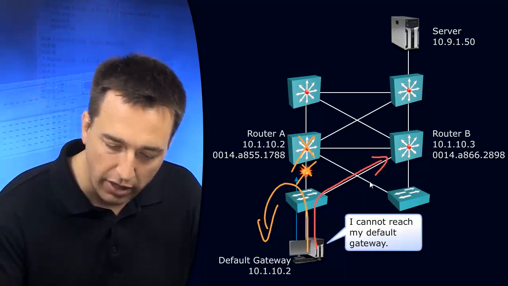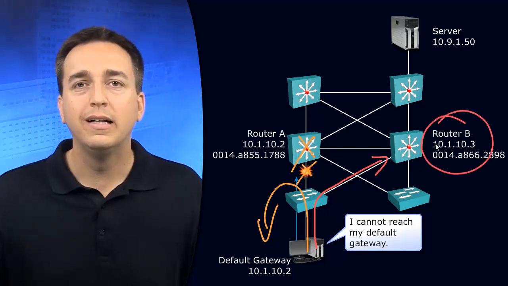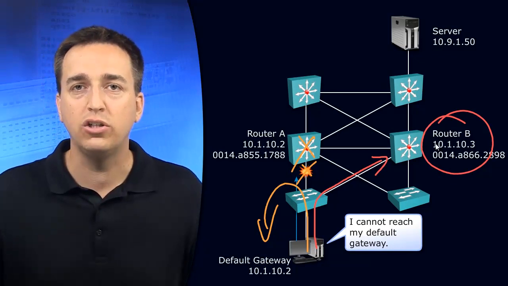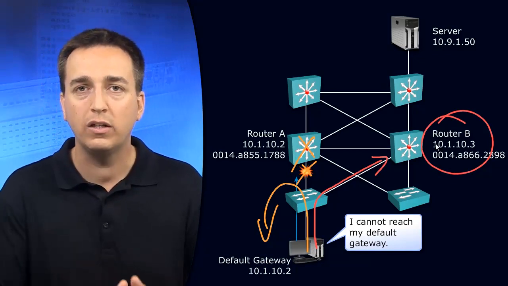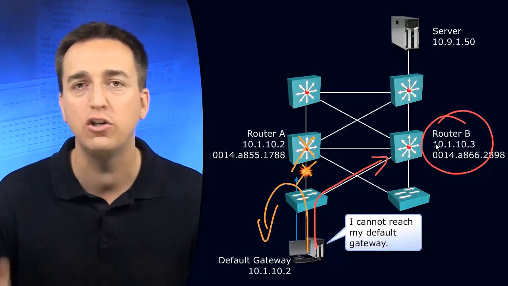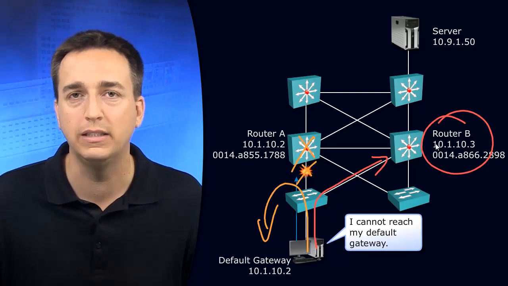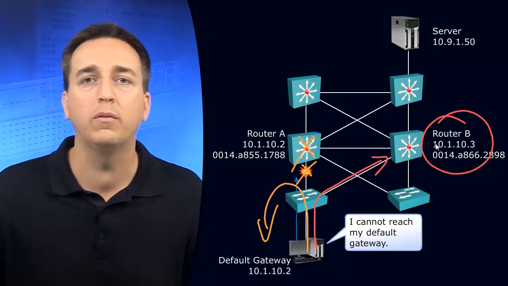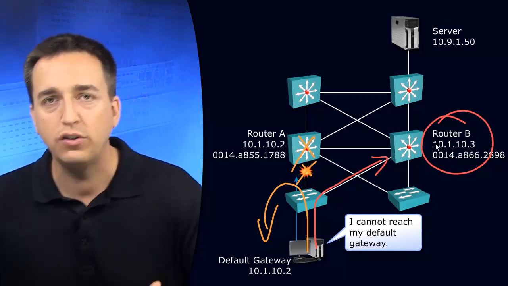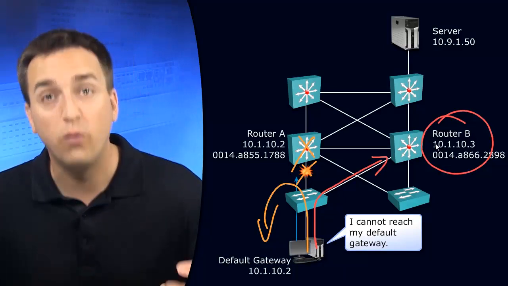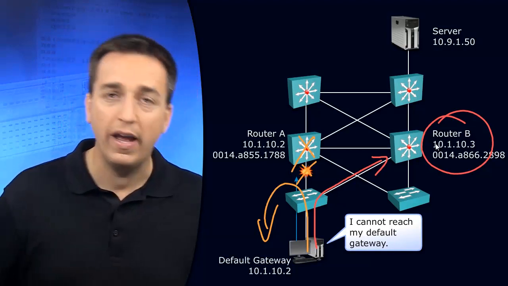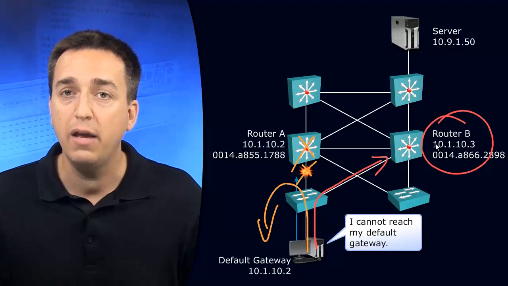It doesn't realize there's another router in the environment that could potentially route those packets onto the correct destination. Why? Because the client is specifically pointing to router A as the default gateway, 10.1.10.2. It has no idea that router B exists. It has no idea what router B's MAC address is, so that it could create the frames that are sent to router B so the packets could be forwarded on.